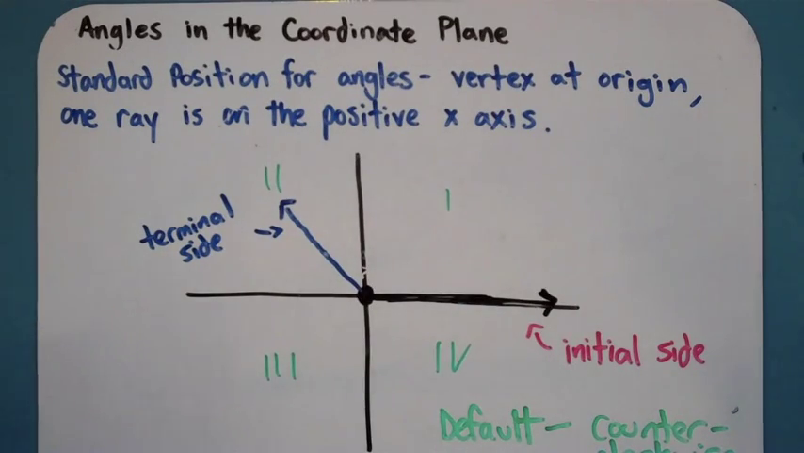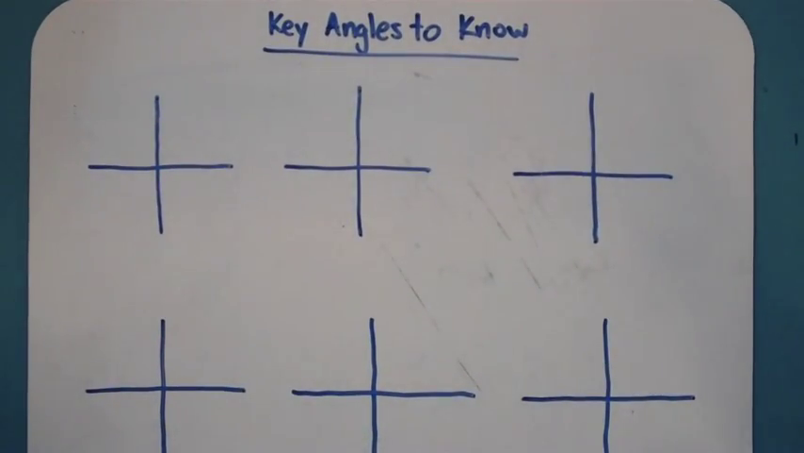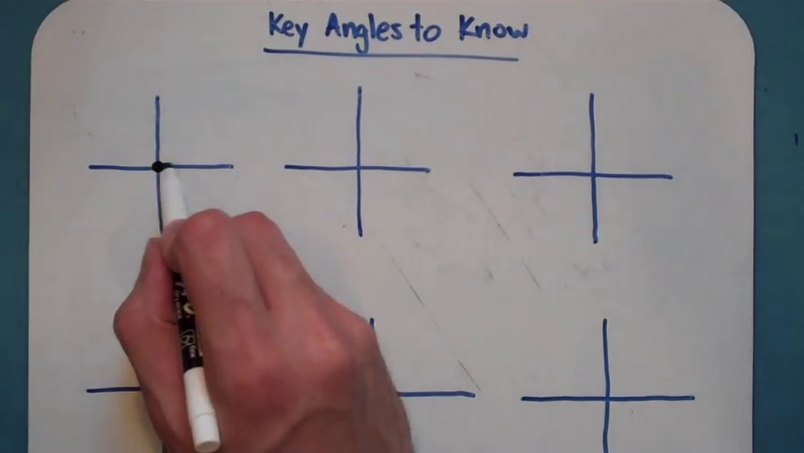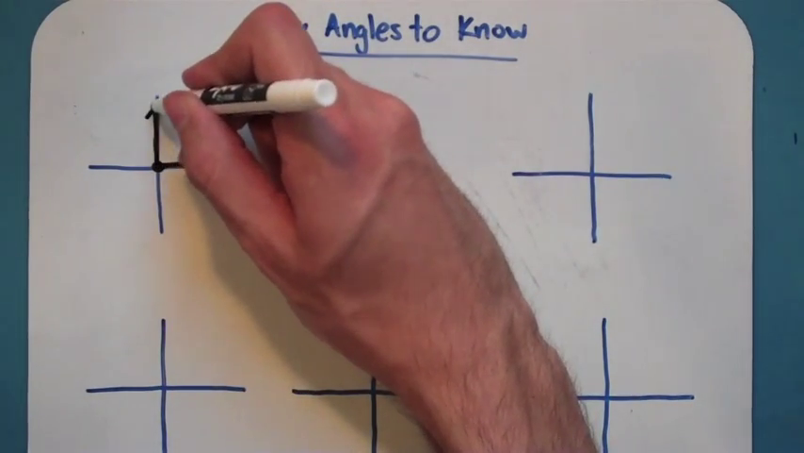If we're to go in the other direction, what that would mean is that we have a negative angle, which can and will happen in these problems. So for this first video here, I'm just going to talk about some key angles that you should be aware of. When you just see them, you should know them right off the bat. The first of which is just a standard 90-degree angle. We have our initial side right there, and our terminal side would be right here.